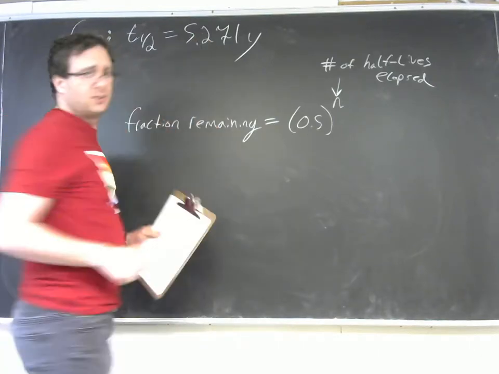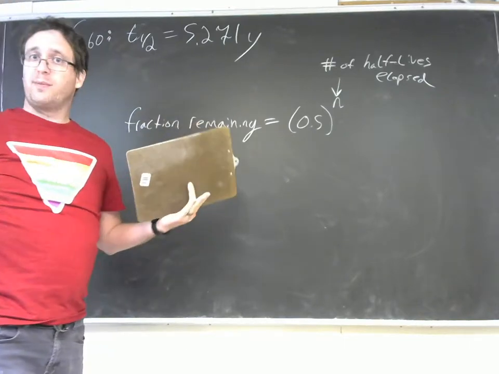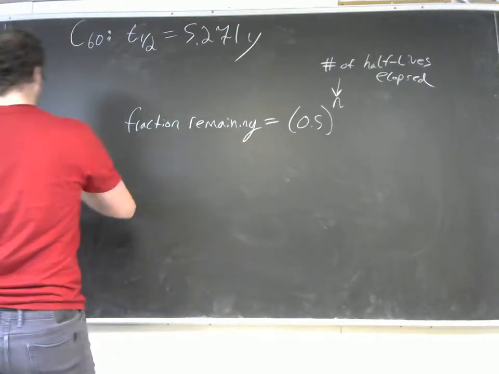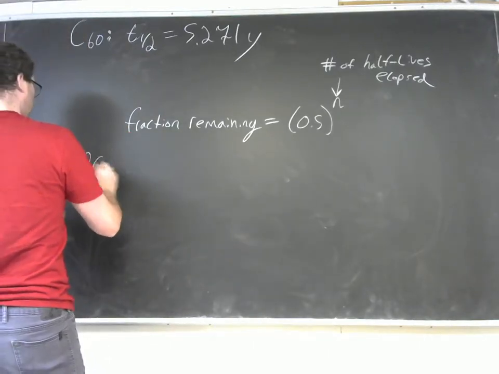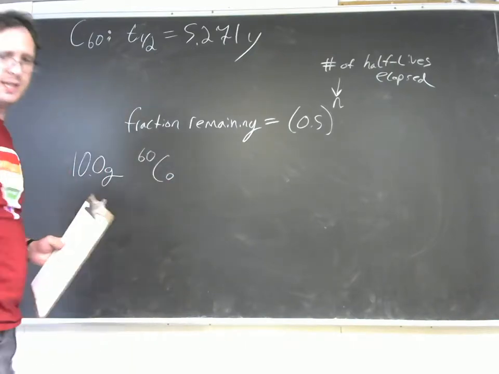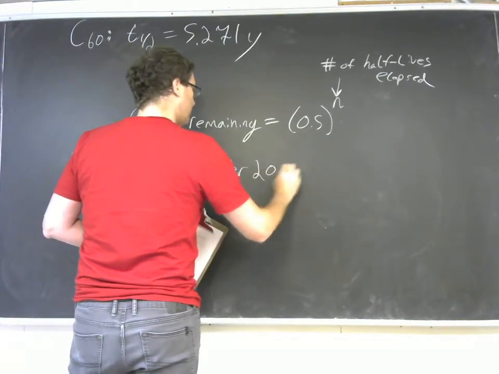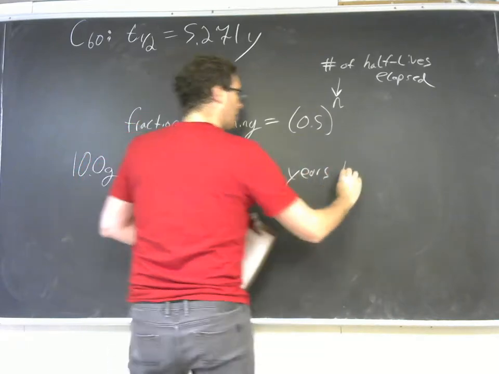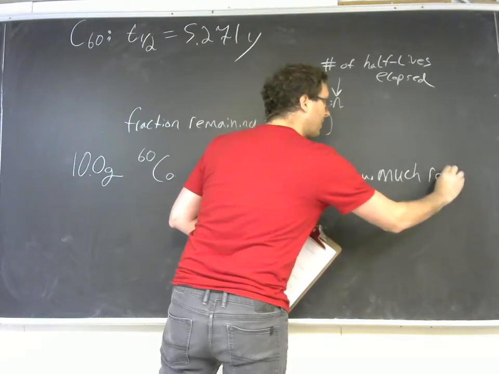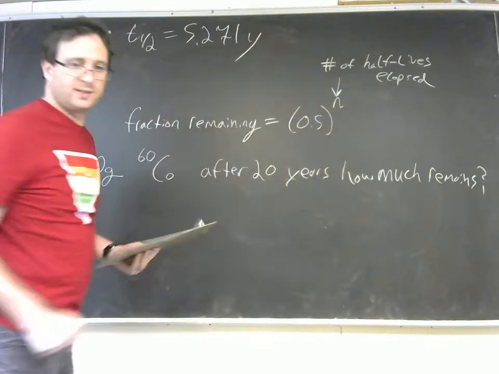So let's do two types of problems. The first one would be to say how much is remaining after a certain period of time has elapsed. And so let's say you start with 10.0 grams of cobalt-60, and after 20 years, how much remains?